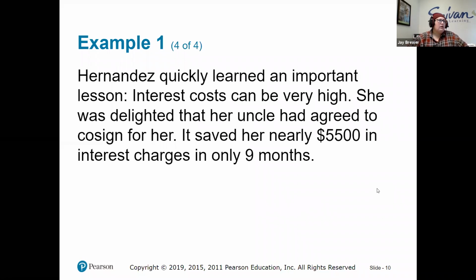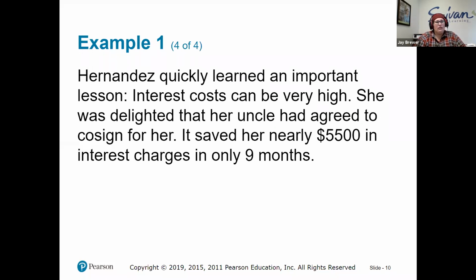All right. Here it just says Hernandez quickly learned an important lesson. Interest cost can be very high. She was delighted that her uncle had agreed to co-sign for her. It saved her nearly $5,500 in interest charges in only 9 months.